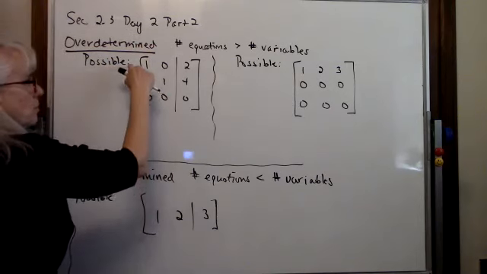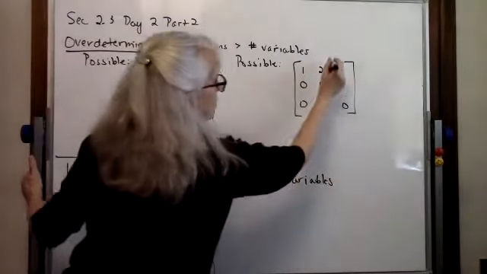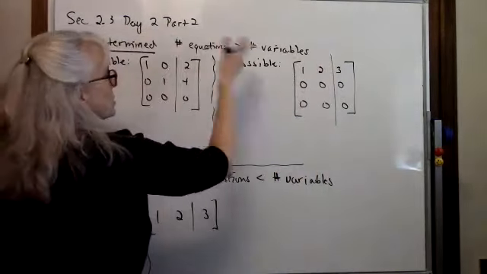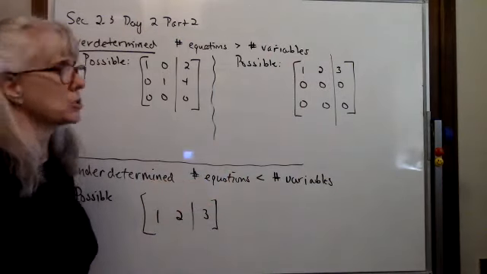In this case, you would have 3 equations, but still only x's and y's. The same is true in this case. You'll notice you've got 3 equations, but still only x's and y's. So more equations than variables. There are 2 possibilities that are going to happen here.